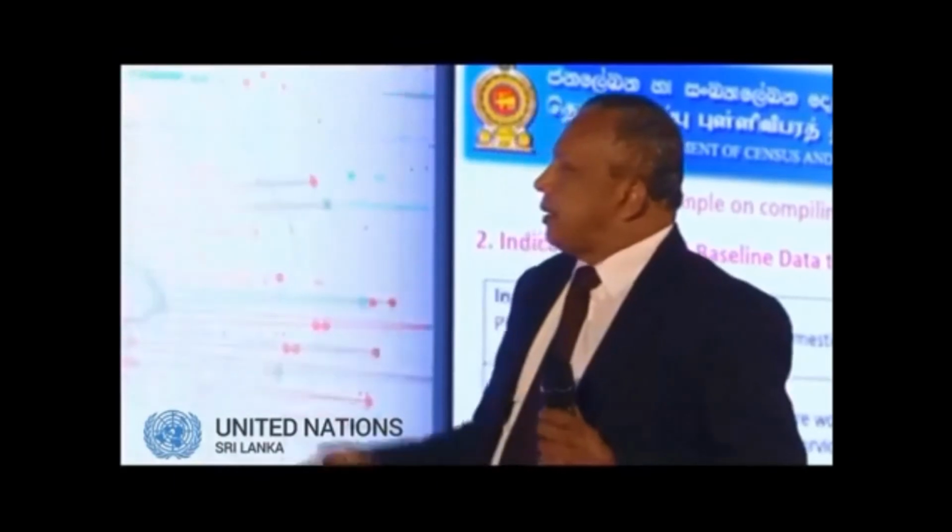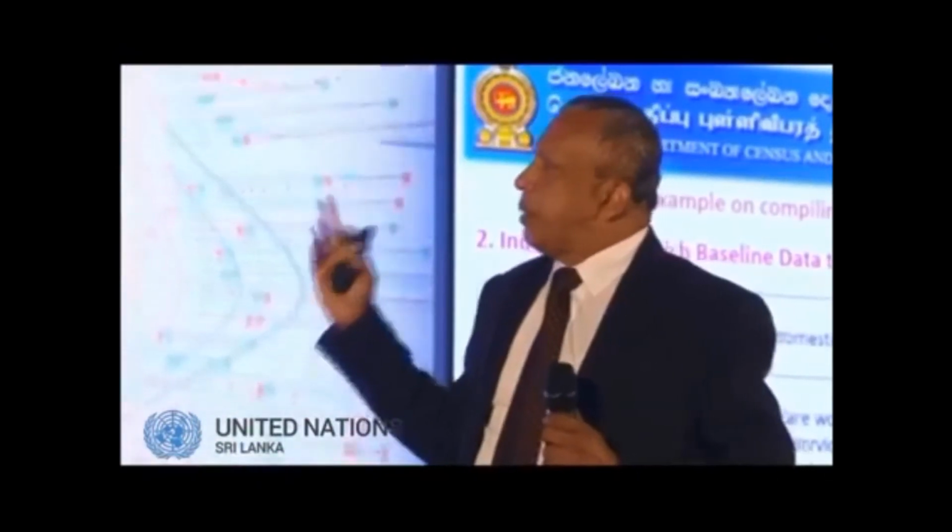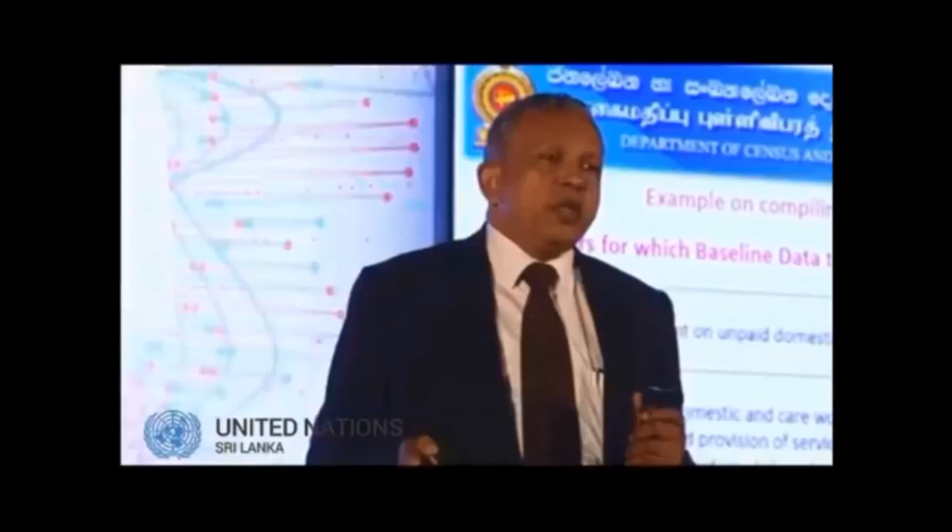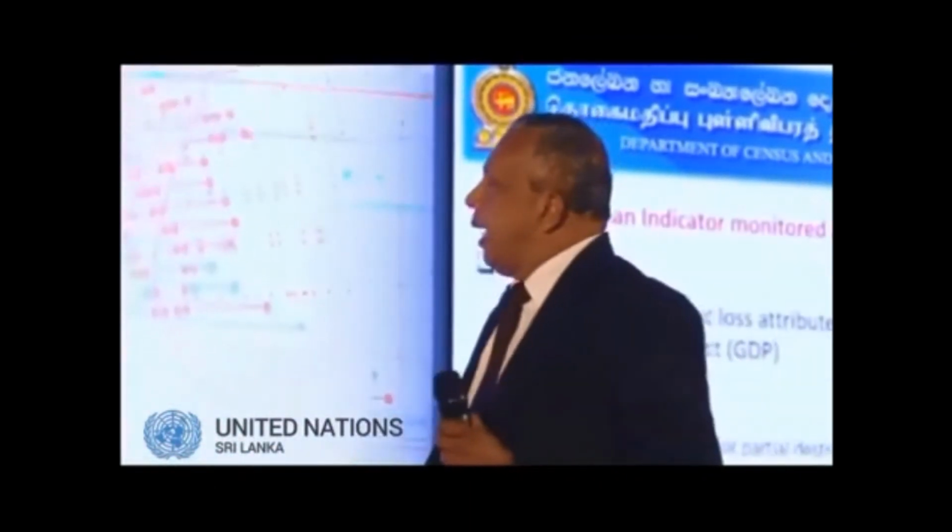And there is another classification: we are not compiling it now, but we will compile it. One example is this one. The indicator is proportion of time spent on unpaid domestic and care work by sex, age, and location. We did a time use survey in 2017. So this indicator will be available to the country by mid of this year. We had not compiled it, but we have arranged to compile it. And this year we are conducting a separate survey to compile another 28 SDG indicators.